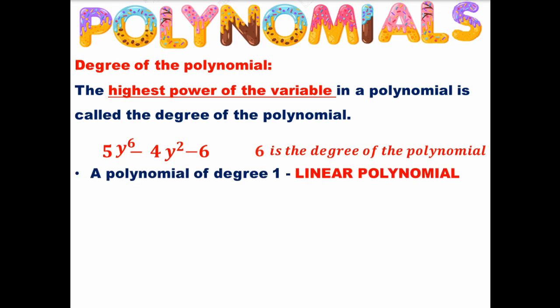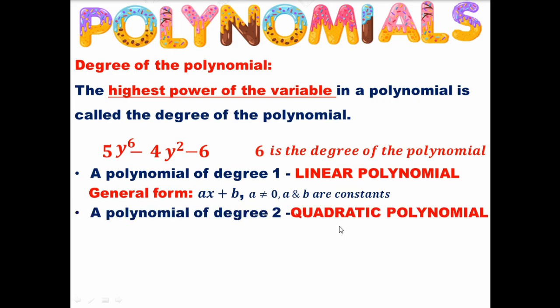And depending upon the degree of the polynomial, you can say whether it is a linear, quadratic or cubic polynomial. If the polynomial has degree 1, then it is called a linear polynomial. The general form of a linear polynomial is ax plus b with a not equal to 0, because only when a is not equal to 0 do you have the term ax, so that you get degree 1. And a and b are constants, of course.